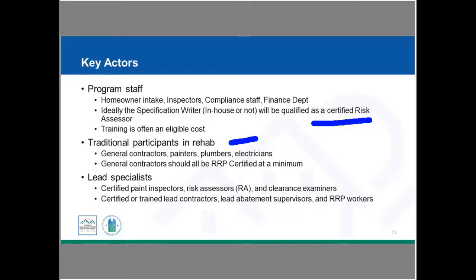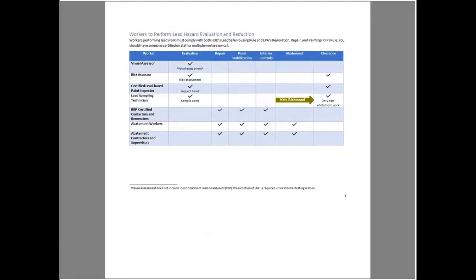And then our program staff is going to have to locate our lead specialists, and our lead specialists are our certified paint inspectors, our risk assessors, clearance examiners, certified or trained lead contractors, abatement supervisors, and our RRP workers. So again, that's why I want to point you to this handout where we have the different types of workers and what kind of work they can do, and on the second page of this, it goes over all of the requirements, what kind of training.